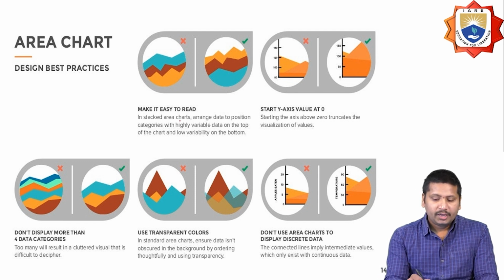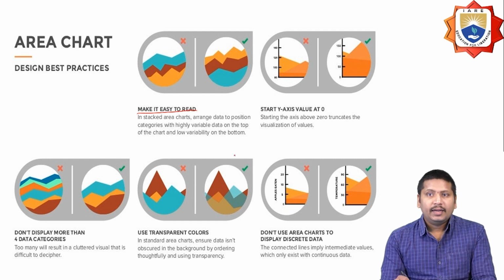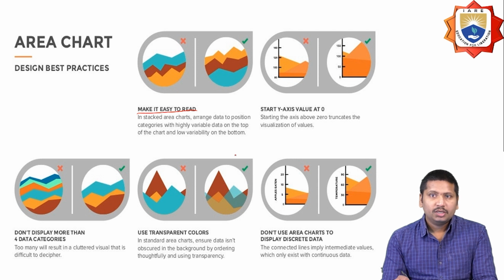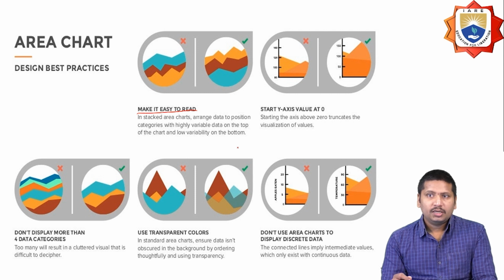So very first thing, make it easy to read. In stacked area charts, arrange the data so that categories with highly variable data are positioned on the top of the chart and low variability at the bottom. And start the axis at 0, because starting the axis above 0 truncates the visualization values, and don't display more than 4 data categories, and use transparent colors here.